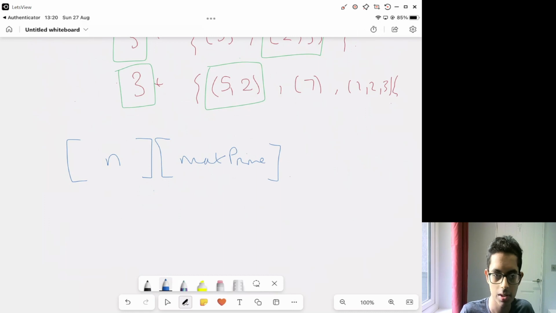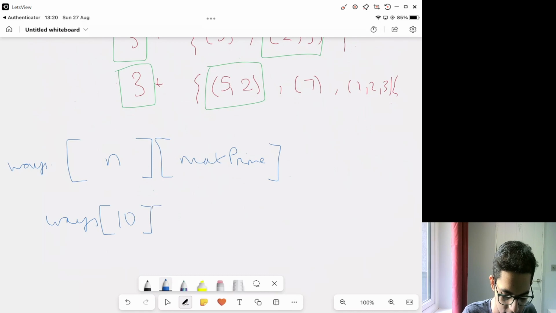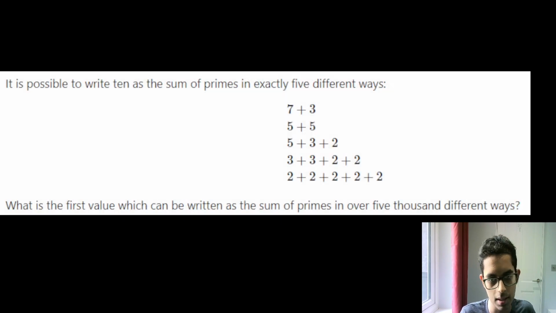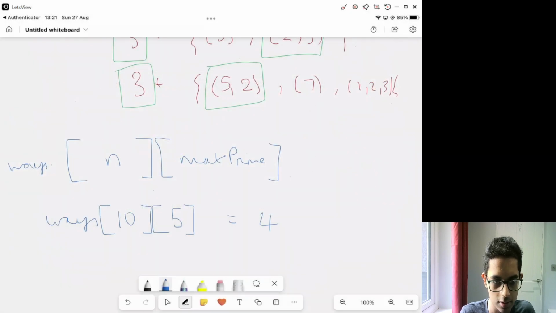So just to give an example of what exactly I mean by this function, the number of ways in which we can get to 10, where the maximum prime we use is 5, is basically going to be 4. And the reason for that is because if we look at these 5 options, in exactly 4 of them, we've used primes which are less than or equal to 5. So over here would be 4.